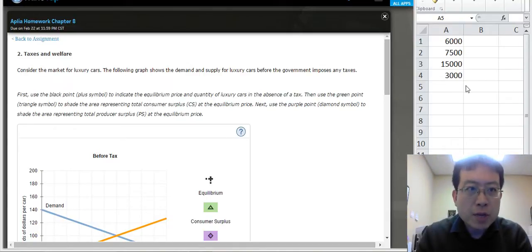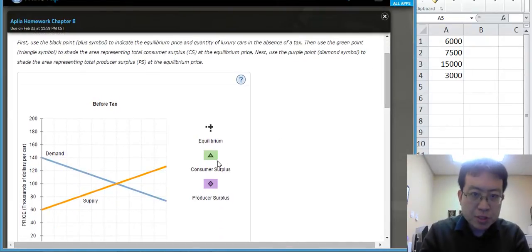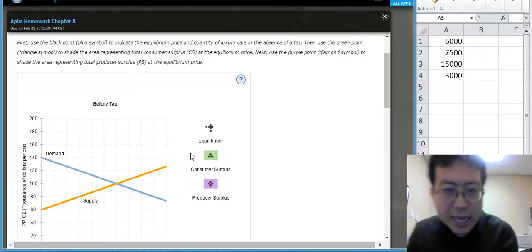Hi class, in this video I'll show you how to do number 2 on your chapter 8 applicate homework. So consider the market for luxury cars. The following graph shows the demand and supply for luxury cars before the government imposed any tax. Now we need to draw our consumer surplus and producer surplus before tax.